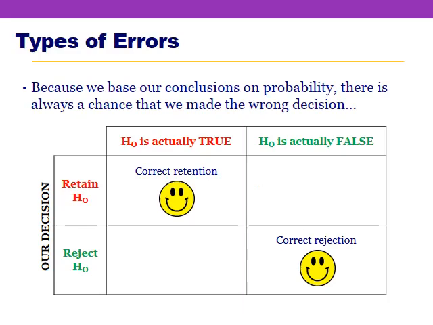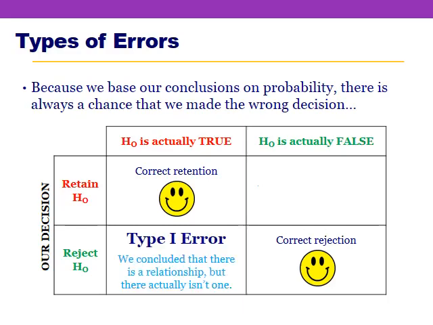However, there are also two different kinds of mistakes we could make here. What if we said, I think that there is a relationship, but there actually wasn't one? We rejected the null hypothesis, but we actually shouldn't have, because it was true. In statistics, we call that a type 1 error. We concluded that there was a difference or relationship, but in fact, we were wrong.